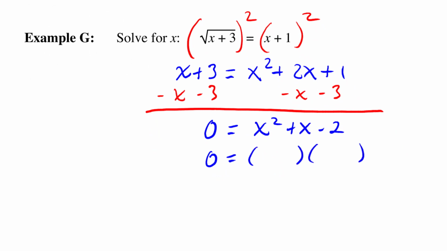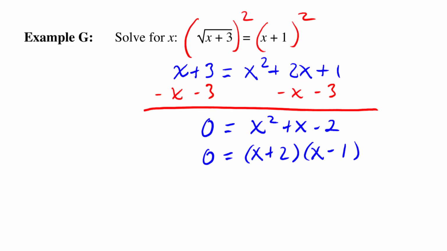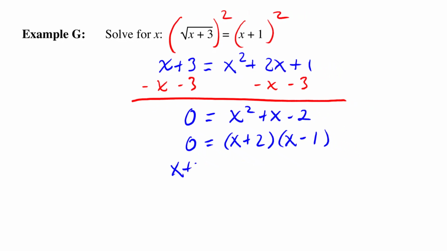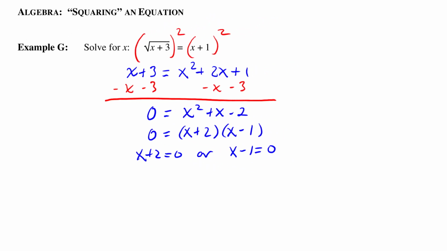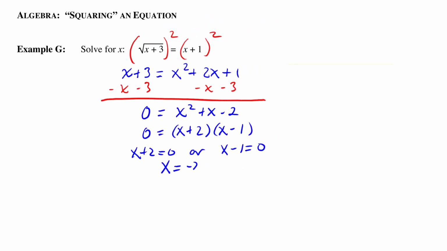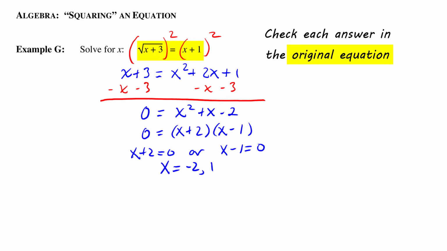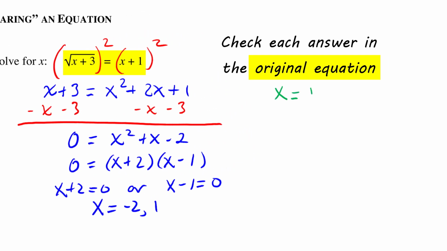The right side factors into x plus 2 times x minus 1, and we set each of those factors equal to 0. We get two answers, x equals negative 2 and 1. Well, we're going to go ahead and verify that each of these is indeed a solution, but we're talking about a solution in the original equation.